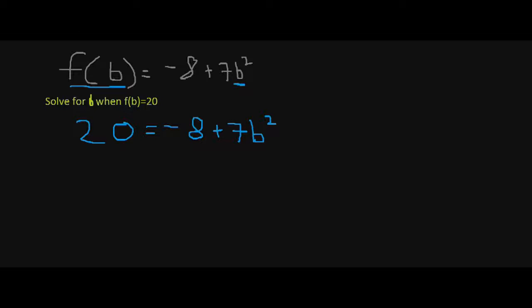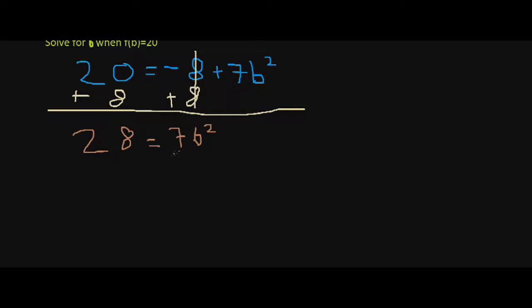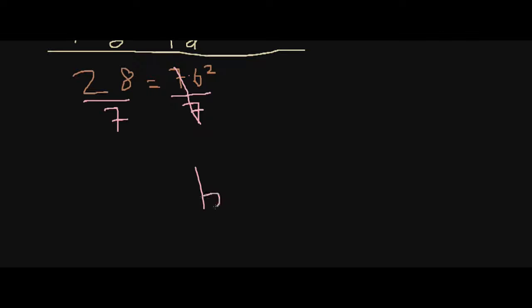Okay. Now to finish this problem, we need to undo any addition or subtraction first. So I see this negative 8. So what I want to do first is just want to add 8 to both sides. Okay. This is going to cancel. Negative 8 plus 8 is 0. 20 plus 8 is 28. So put that there. And now we have 7b squared. Okay. Now what I'm going to do is I see it's multiplication, 7 times b squared. I'm going to go ahead and divide by 7. Okay. So now I'm going to get b squared equals 28 over 7.